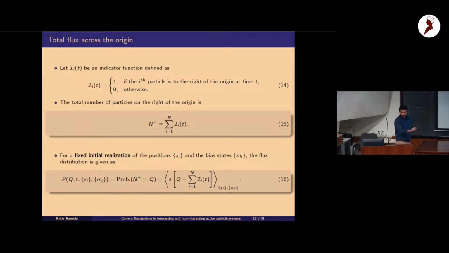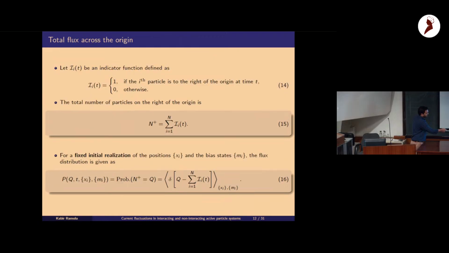The simplest way to do it is to define something known as an indicator variable, where if a particle is to the right of the origin, this indicator variable takes the value 1, otherwise it takes the value 0, and the total number of particles to the right of the origin is just a summation over all of these indicator variables. For a fixed initial realization of the particles and some bias state Mi, you can calculate this quantity. You started with some positions and some orientations of these particles, and then you ask, what is the probability that you have q particles to the right of the origin at a given time t?